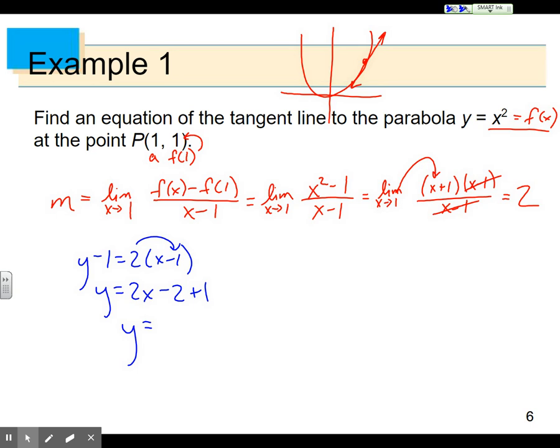I'm feeling weird about that. Give me a second. Yeah. y equals 2x minus 1. There we go.